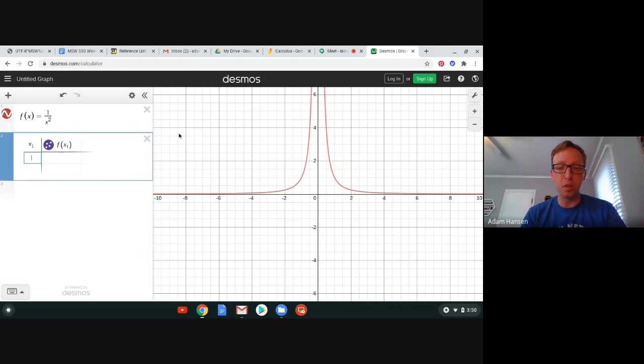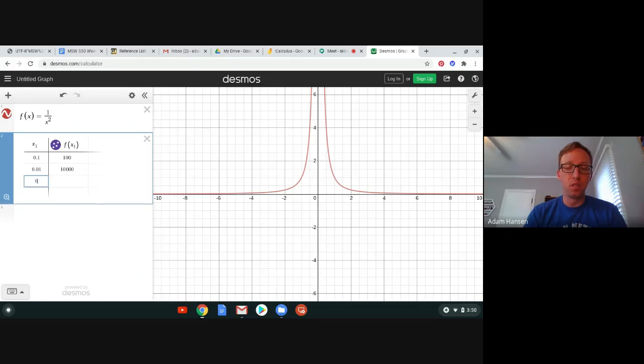So I type in 0.1, 0.01, 0.001. That's 100, 10,000, and a million. Every time I pick a number that's closer to 0, I'm going to go ever higher and higher and higher. That's an example of unbounded behavior. At 0, the function's undefined because 1 divided by 0 squared cannot be evaluated, because we're dividing by 0.